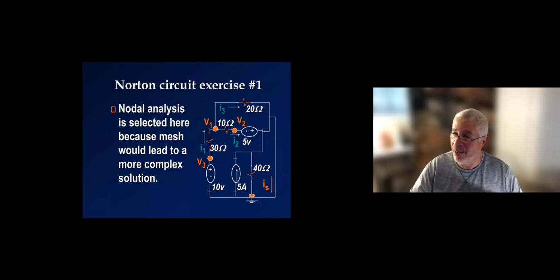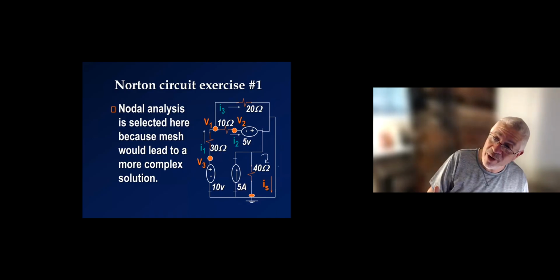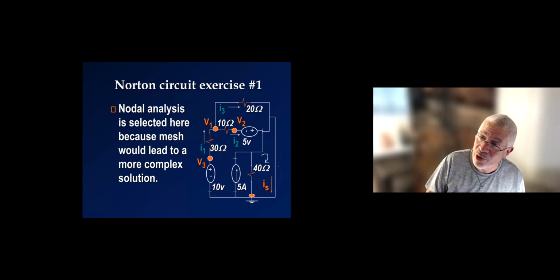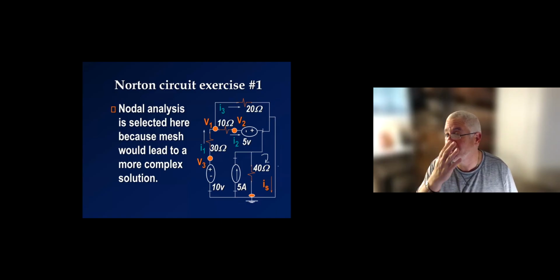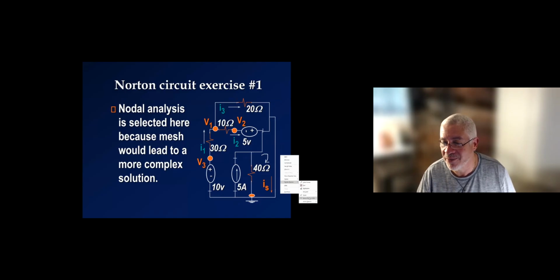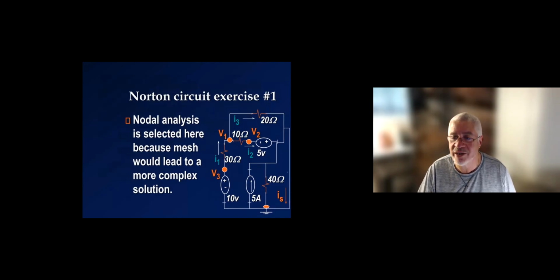mesh, I'm going to do nodal here, I would have an extra mesh current here. Okay. So mesh adds an extra mesh when you're doing the ISC calculation in Norton, and then node will essentially eliminate one node. So that's just basically something in ballpark that I want you to think about here. Okay. All right. So I'm going to do nodal analysis here.